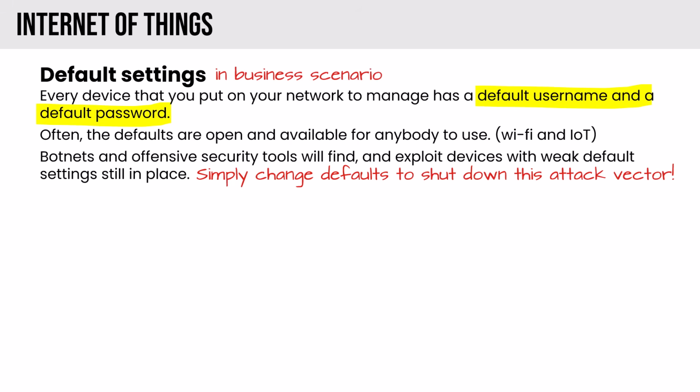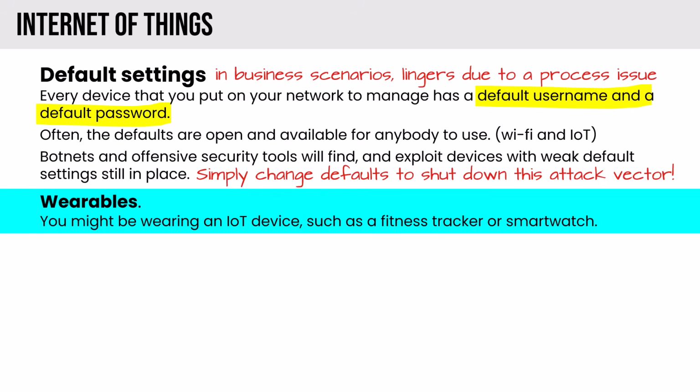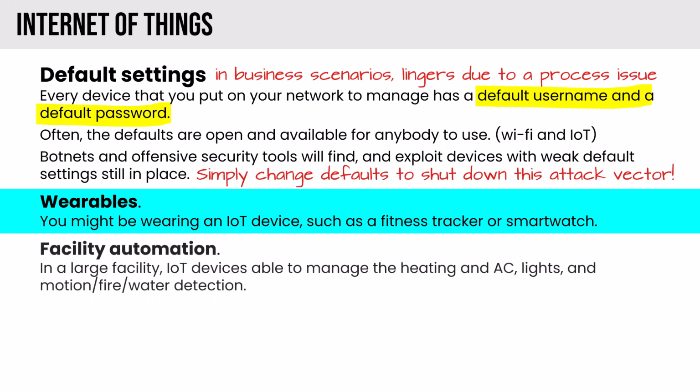In a business setting, we find that these default settings lingering generally point to a process issue. When we onboard devices to a business network, we'd expect the default settings to be updated to a more secure standard. We see IoT in wearables. You might be wearing an IoT device like a fitness tracker or smartwatch.